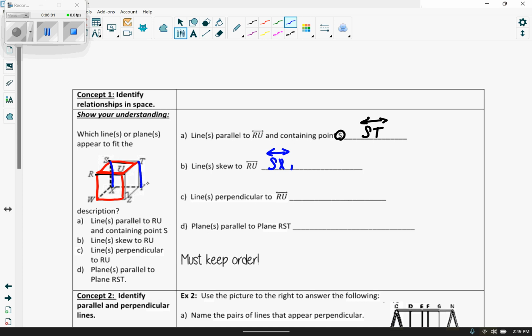I could say TY. I could say WX. I can say ZY. And there's one more, I believe, back here in this back area, XY.